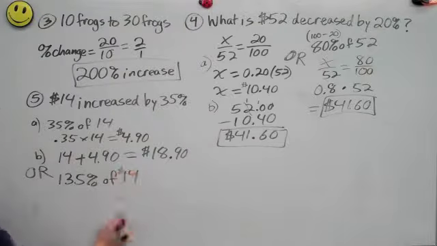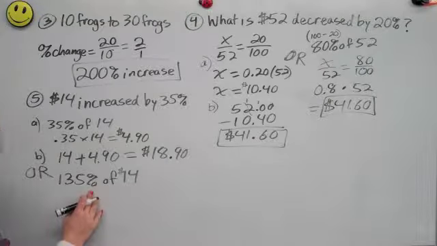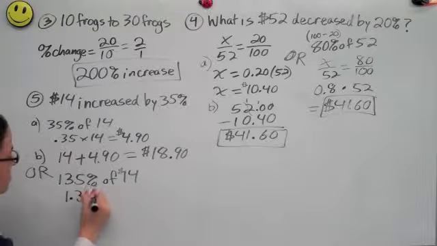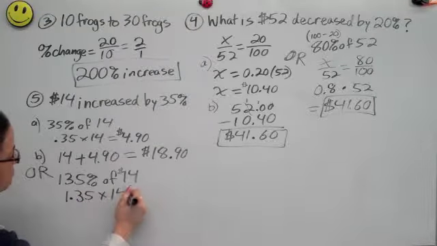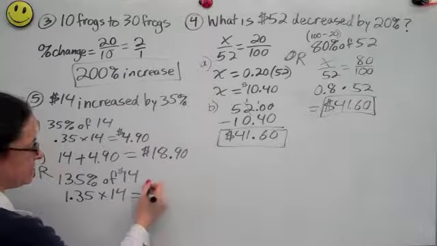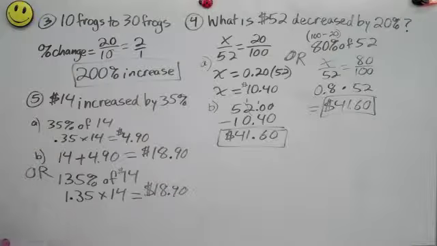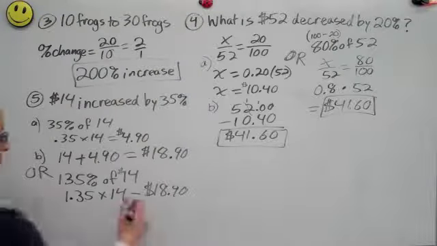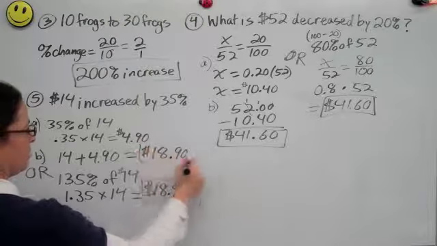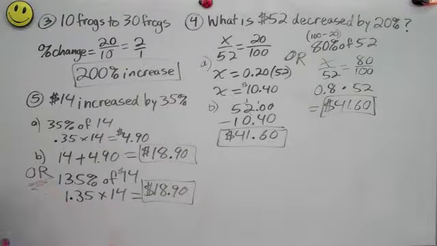our amount of dollars. So what's 135% as a decimal? It's 1.35. Multiply that by the $14, and in one step instead, I would have gotten the $18.90. If you don't believe me, push pause, multiply, and see if it actually equals out to this. So which method would you like to use?